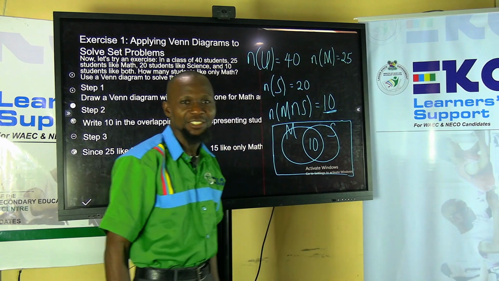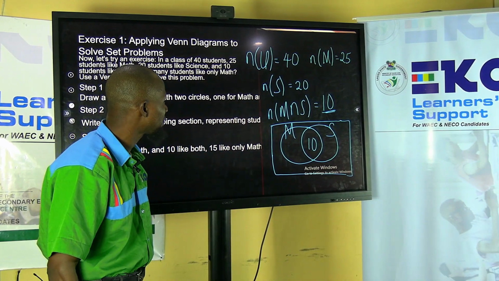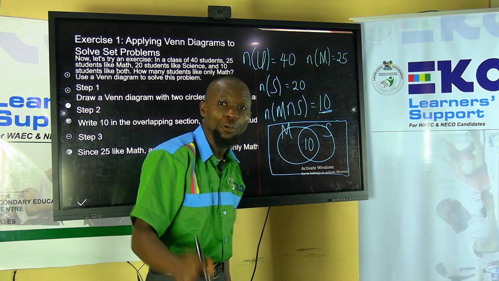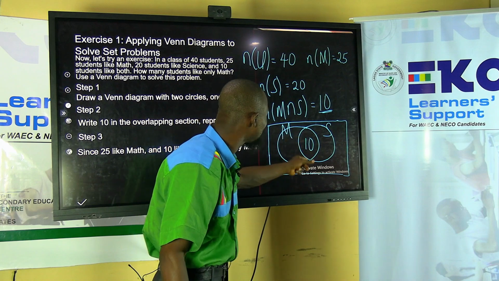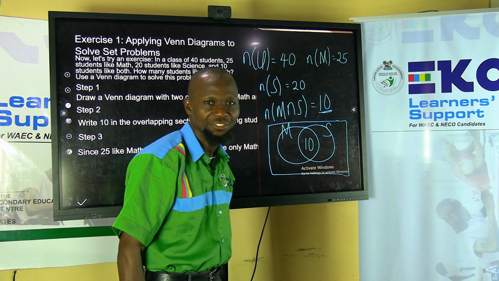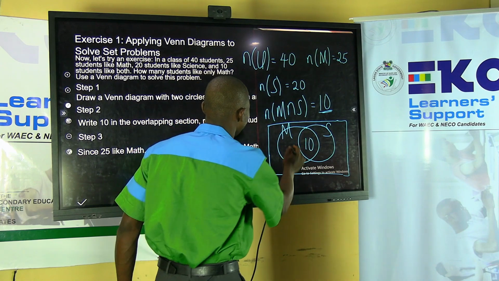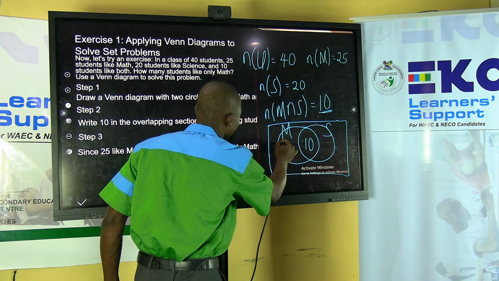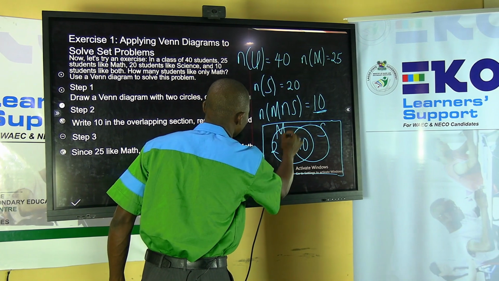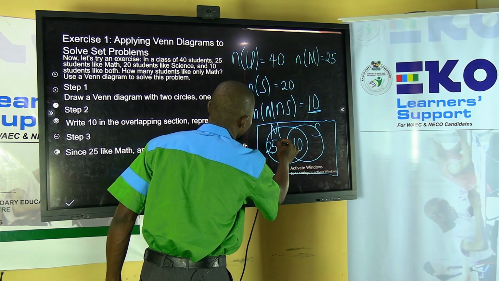Number of mathematics. We have 25 students who offer mathematics. And out of the 25 students, 10 are also offering science. So it means you subtract. Those who do mathematics only will be 25 minus 10.